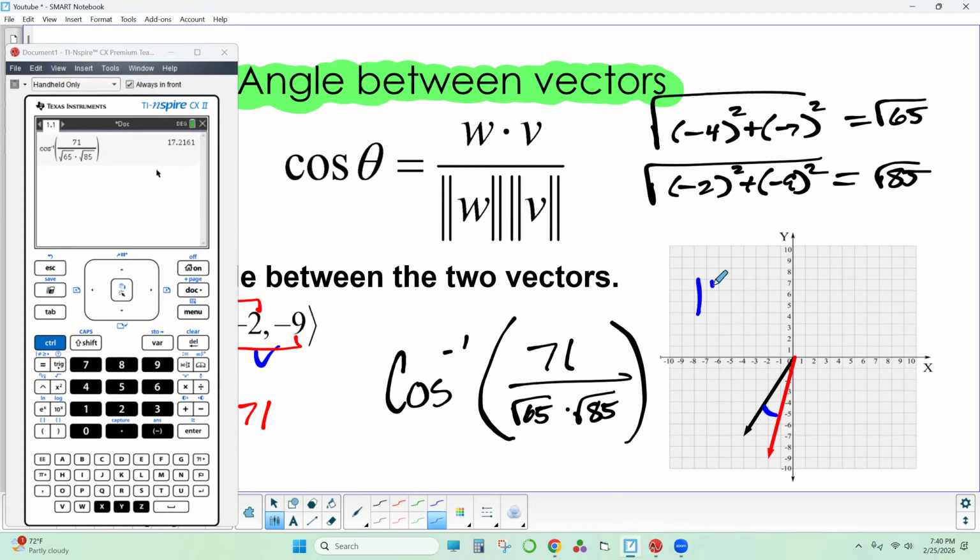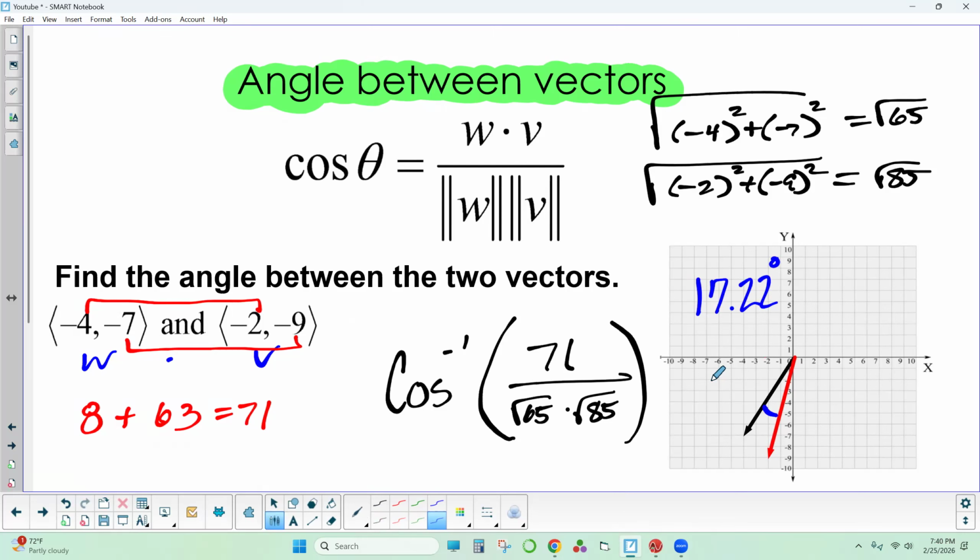So 17.22 degrees. Now look at the angle. Does that make sense? Does that look logical? It does. That is how you find the angle between two vectors.